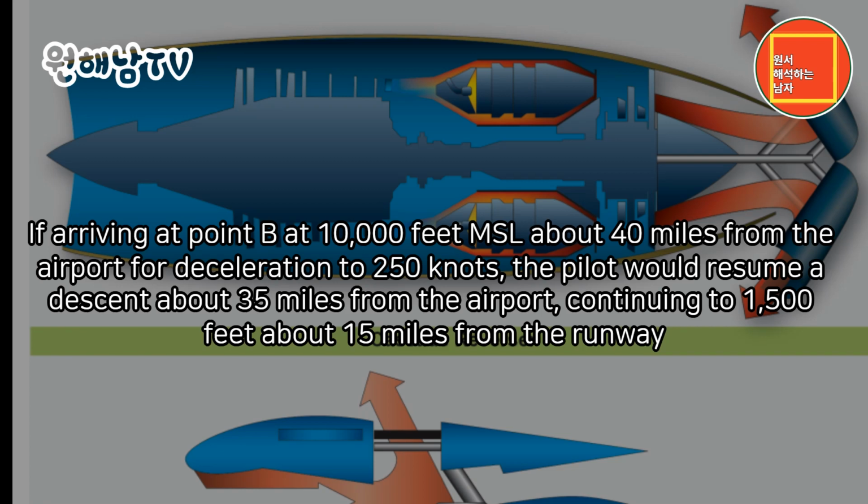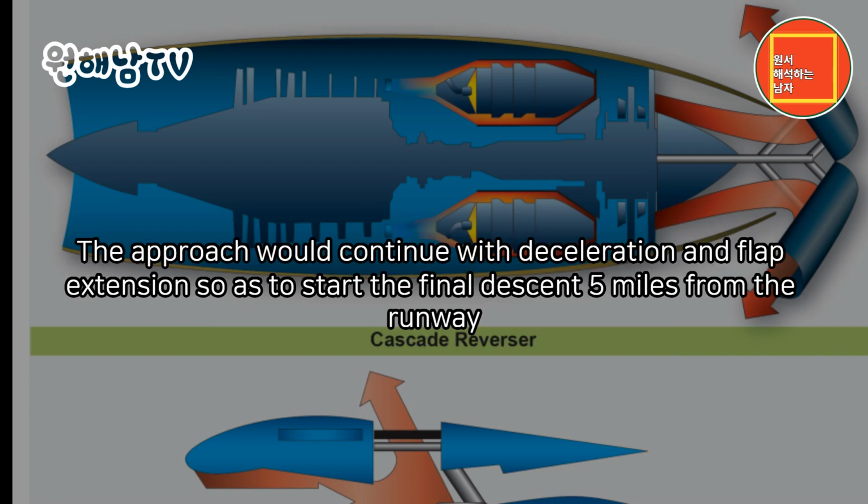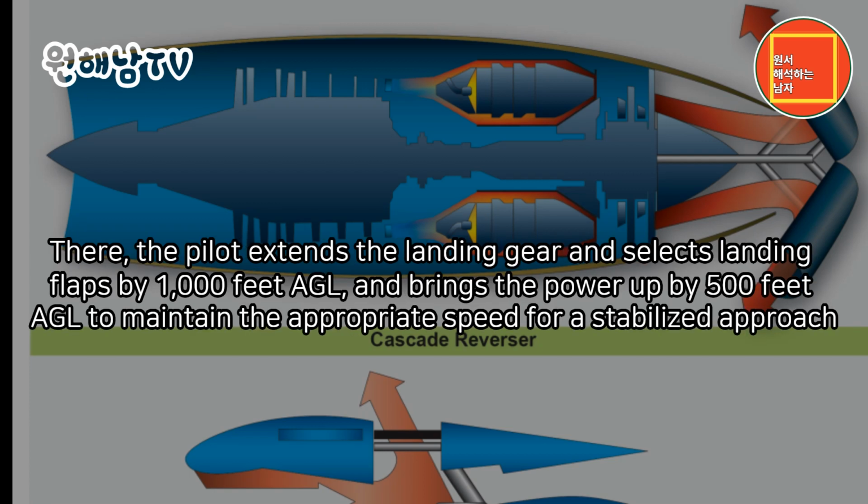The approach would continue with deceleration and flap extension so as to start the final descent 5 miles from the runway. There, the pilot extends the landing gear and selects landing flaps by 1,000 feet AGL and brings the power up by 500 feet AGL to maintain the appropriate speed for a stabilized approach.